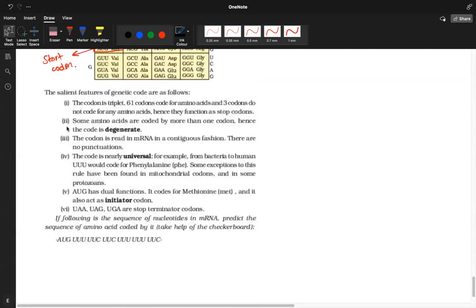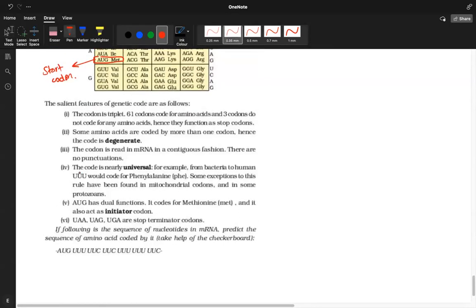There are 6 features. The codon is a triplet. 61 codons code for amino acids and 3 codons do not code for any amino acids, hence they function as stop codons. Some amino acids are coded by more than one codon, right? Hence the code is degenerate. Degenerate means even if you have a different codon, you can put the same amino acid there and make the same protein. That's the benefit. So the code is degenerate.